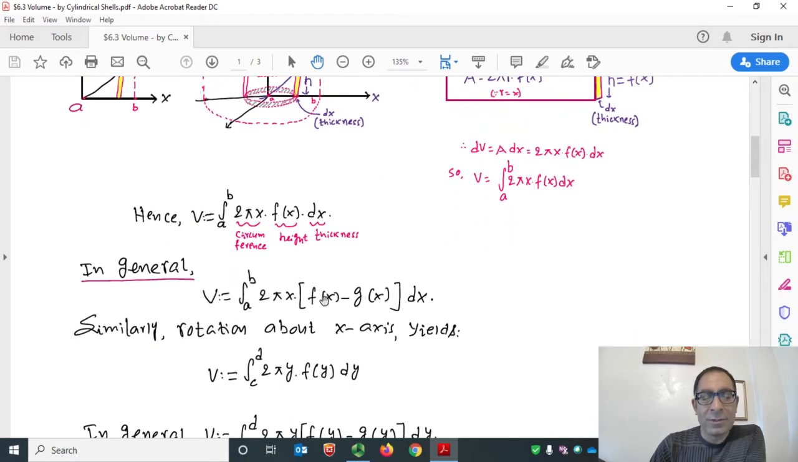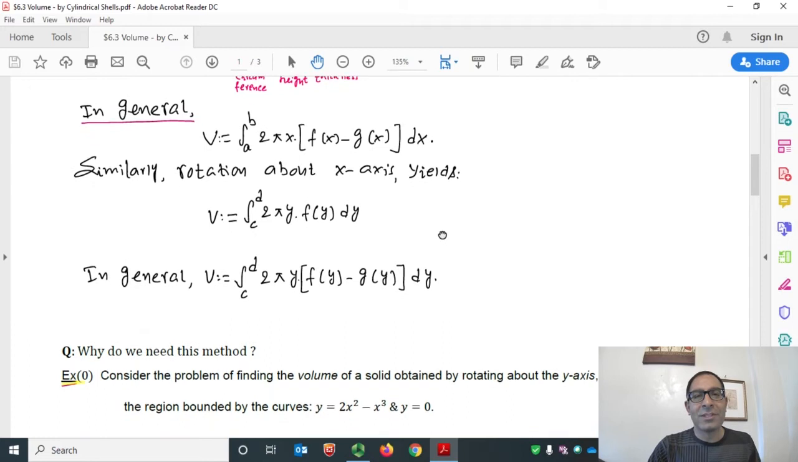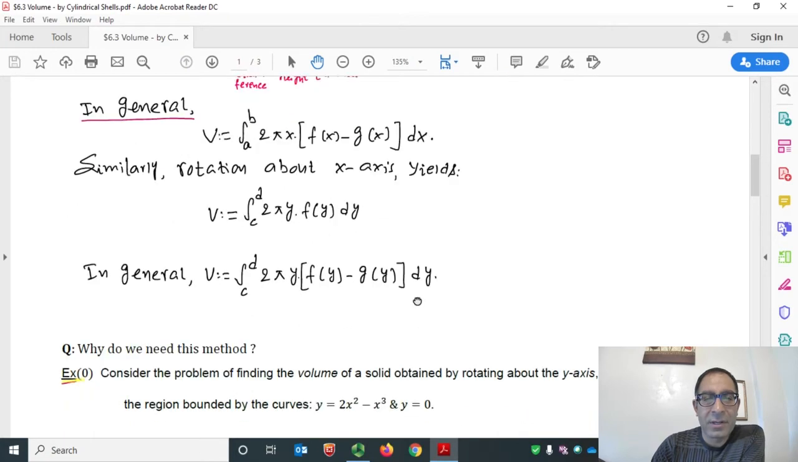Now in general, if our region is bounded between two curves, then our volume formula is the definite integral of 2 pi x times f(x) minus g(x), x from a to b. Great. Now similarly, if we rotate the region around the x-axis, then our volume formula will be V equals the definite integral of 2 pi y, where the radius of the cylinder is y, times f(y) dy, where y goes from c to d. In general, if our region is bounded between two curves, then our volume is the definite integral of 2 pi y times f(y) minus g(y), y equals c to d. Great, now let's move on.